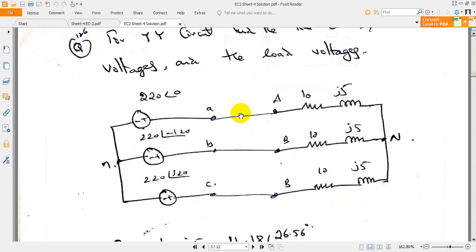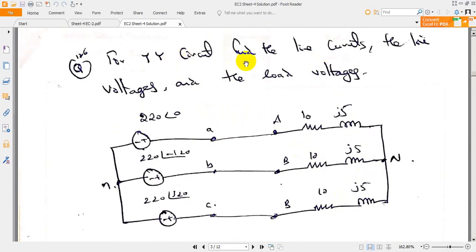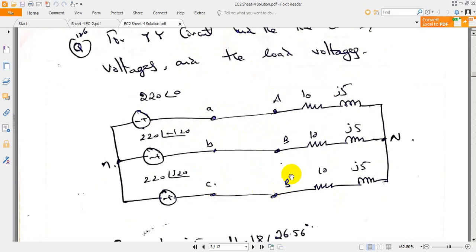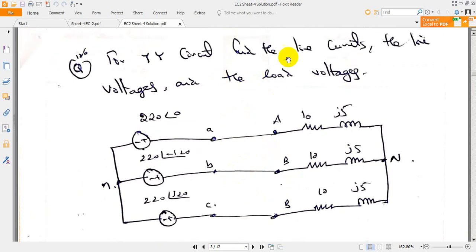In this one, what do we need to calculate? We need to find the line currents. Line current means the current flowing in this line. We can call it IAA or IA, IBB or IB, and ICC, this is C, not B, so we call it IC. We need to identify these currents, and then the load voltages, the voltage across each load.